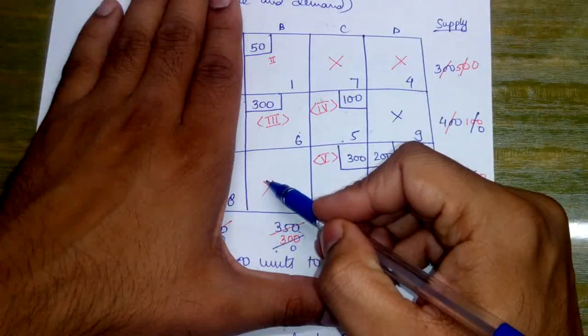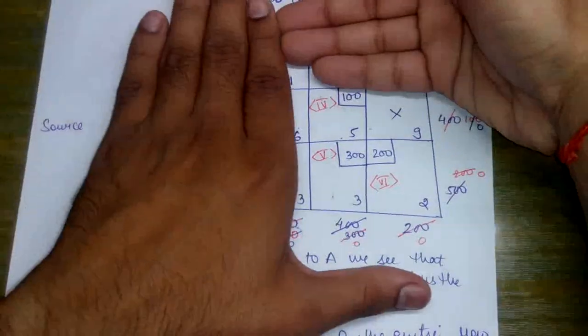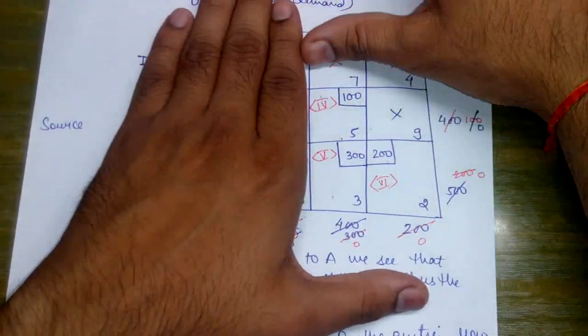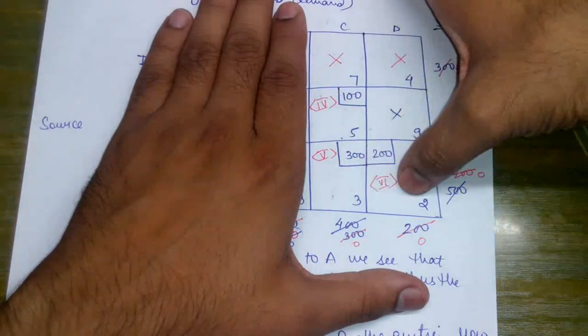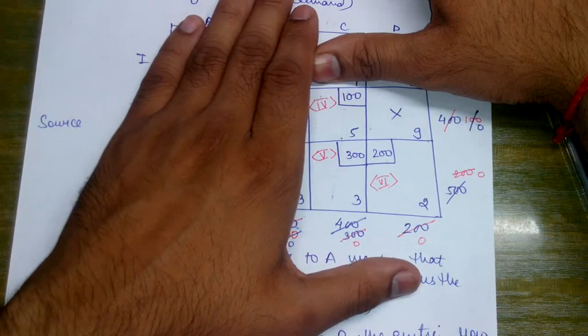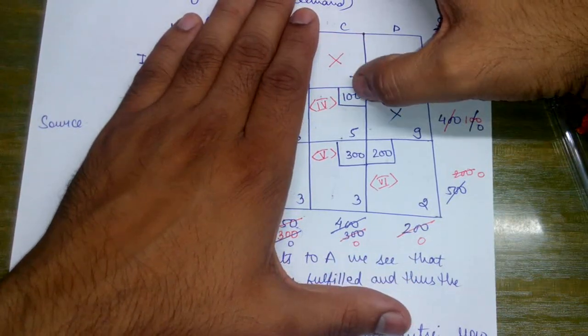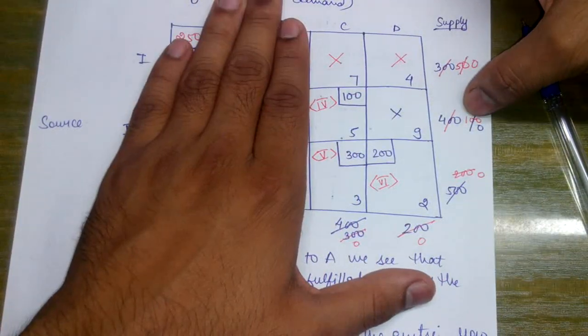So here, since it becomes 0, this column gets exhausted. Now we will hide the exhausted columns. How many columns are left now? 1, 2, 3 and 4. Now again in this diagram, this is the northwest cell. For this cell, the demand is 400 and the supply available is only 100.